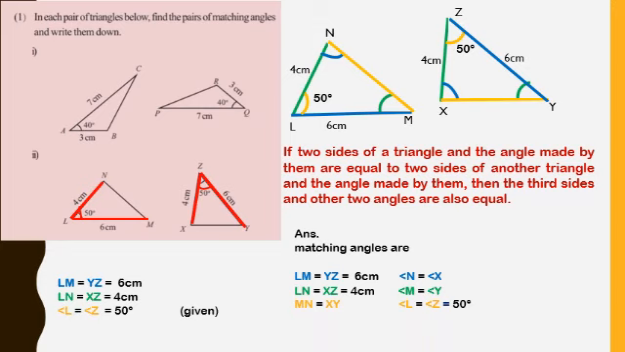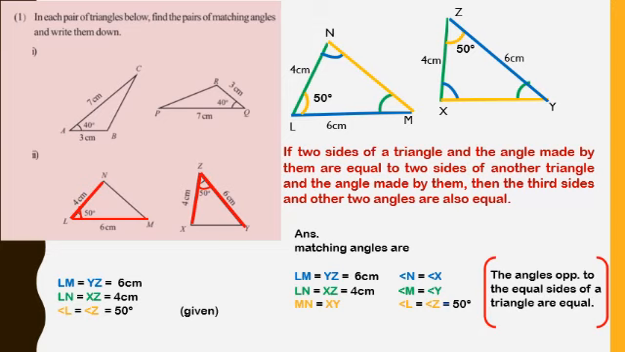Next side is side MN equal to YX or XY. So the angles opposite to MN and XY are angle L and angle Z. So we can write angle L equal to angle Z equal to 50 degree. That's given in the question. So these are the angles opposite to the equal sides of the triangle. This is the answer.